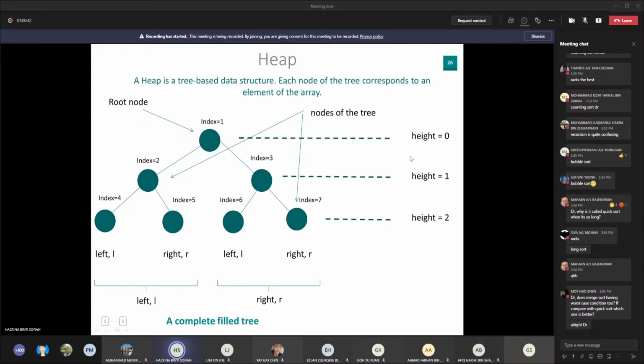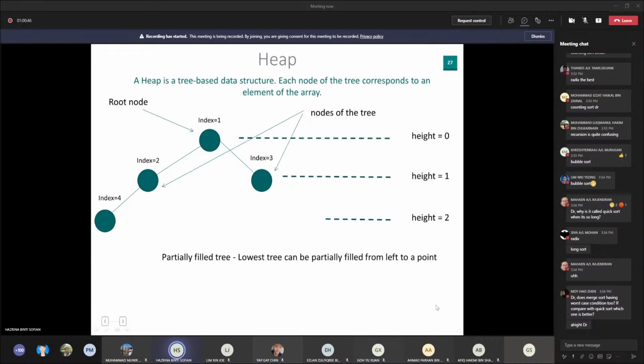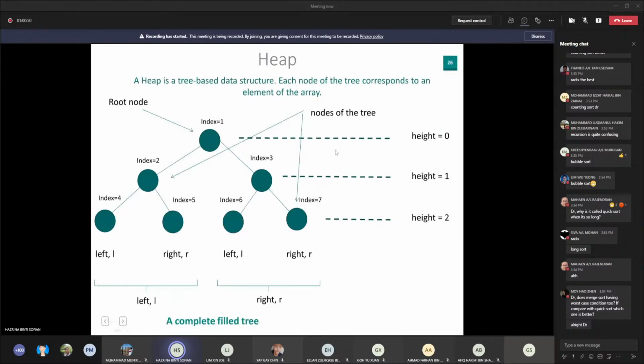Depending on the number of elements, this would be the height. The height will start from 0. This is the root node with the height of 0.